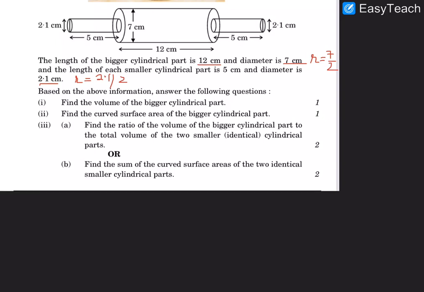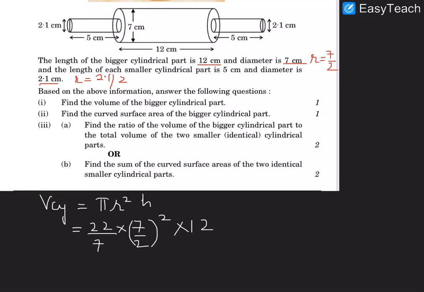So to find the volume of the bigger cylinder, pi r square h, we just have to put the values: 22 by 7 into 7 by 2 whole square into 12. So one of the 7s will cancel out, 1 2s are 2, 11, another 2 is 6. So this will give you 462 centimeter cube.